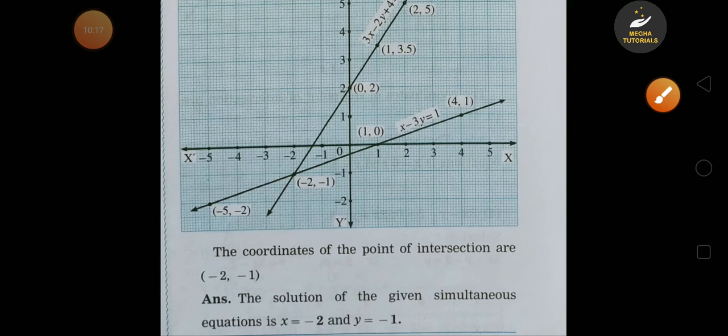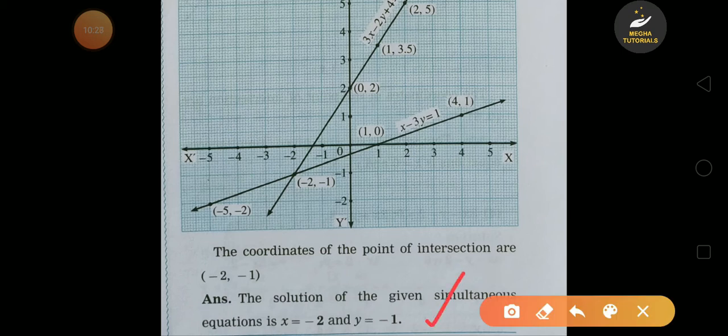So let's see the answer. The coordinates of the point of intersection are -2 comma -1. Therefore the solution of the given simultaneous equations is x is equal to -2 and y is equal to -1. Okay.